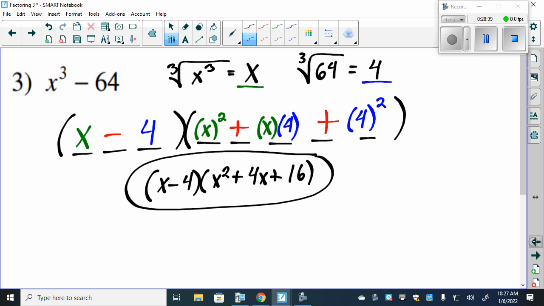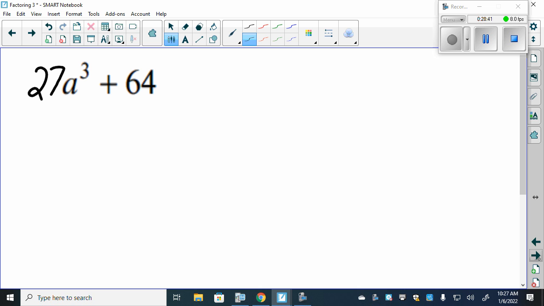No. Yeah, when I created these, I realized that every single one of them had a variable cubed and then a number. We didn't have anything in front of it. So I need to fix the note sheets and go add this back in. 27a to the 3rd.